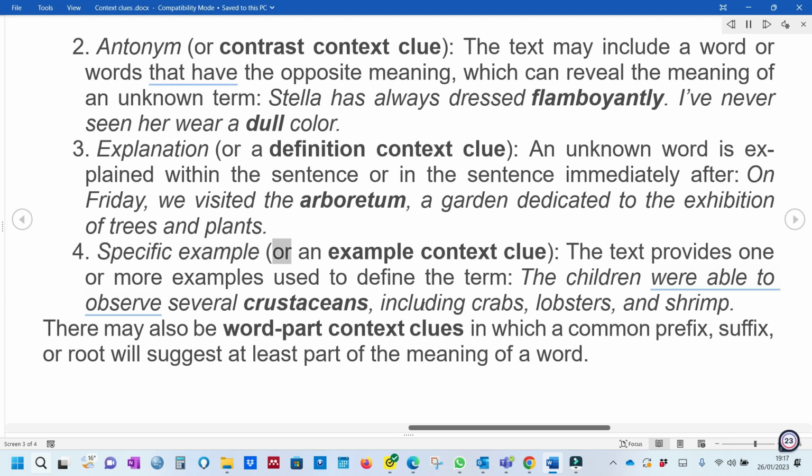Specific example, or an example context clue. The text provides one or more examples used to define the term. The children were able to observe several crustaceans, including crabs, lobsters, and shrimp. There may also be word part context clues in which a common prefix, suffix, or root will suggest at least part of the meaning of a word.